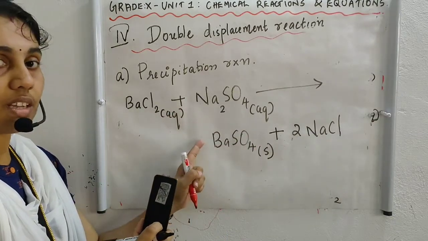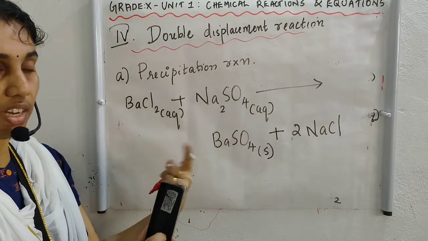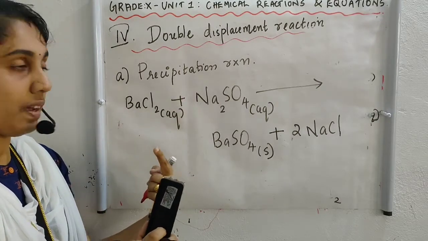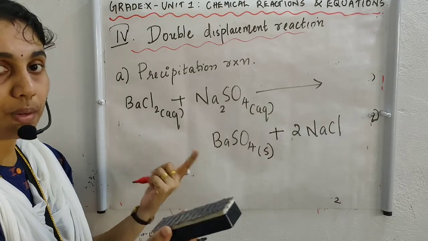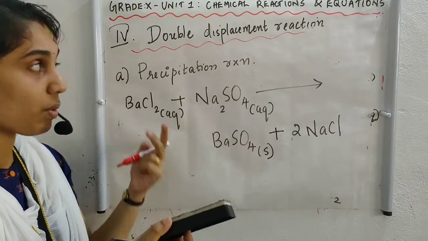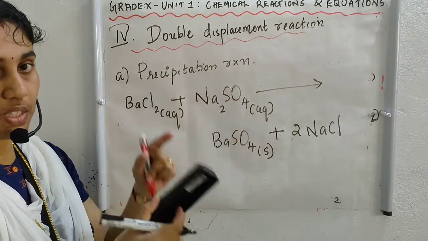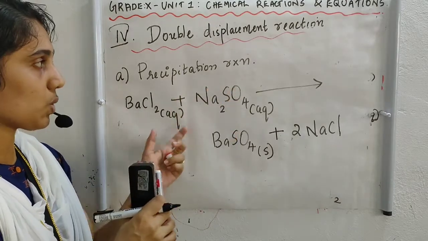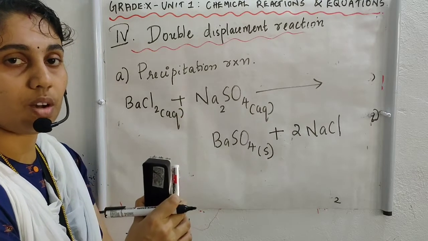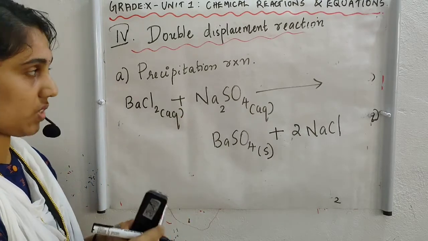So this is an example of a precipitation reaction. Earlier, lead iodide formation is also a precipitation reaction. Most of the double displacement reactions we can consider as precipitation reactions too. Mixing two solutions, a solid substance is formed, that we call a precipitation reaction.